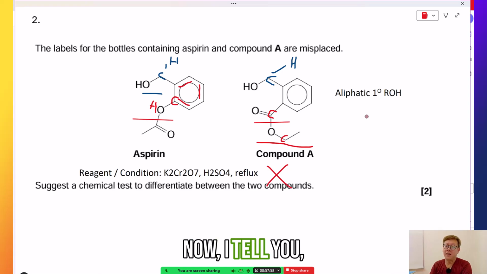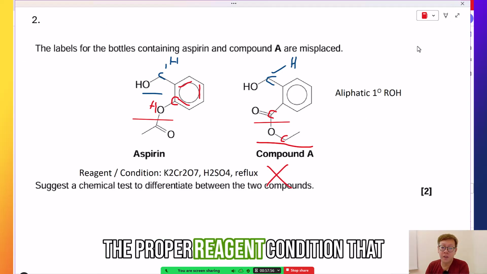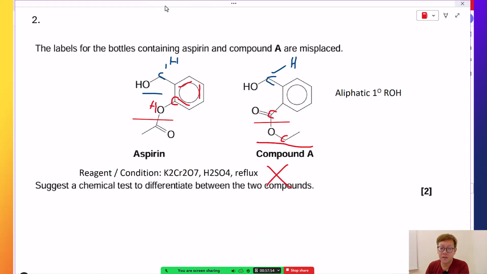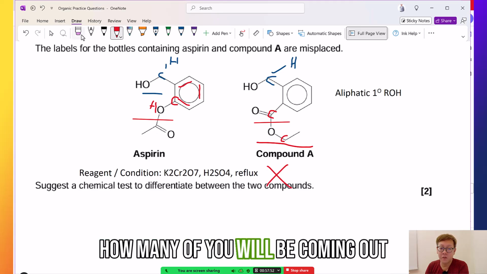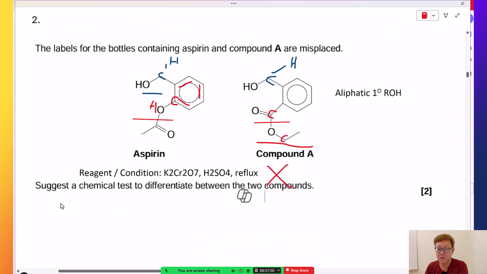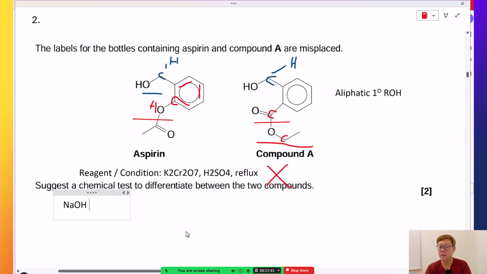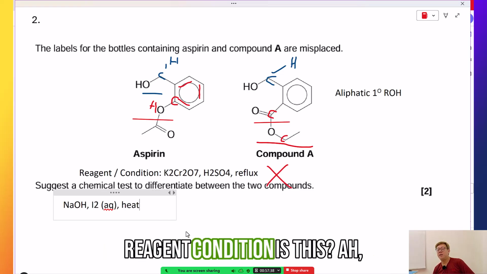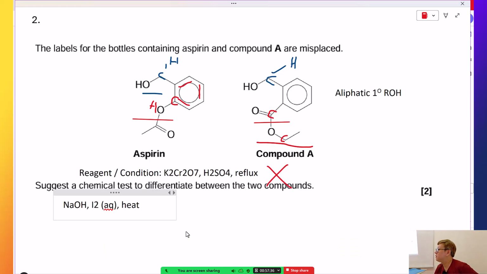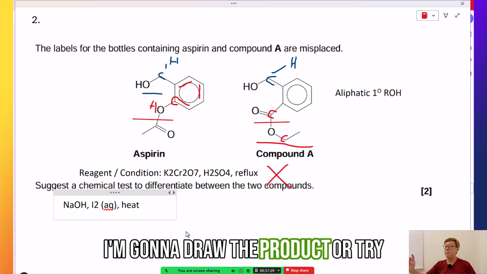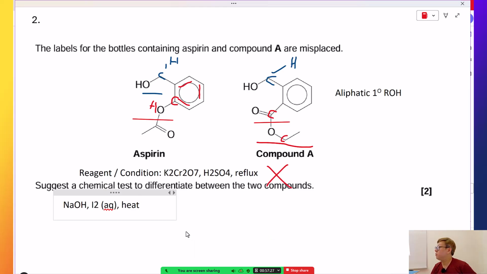Okay, now I tell you. The proper reagent condition that will work. Yeah, I wonder how many of y'all will be coming out with this if I don't go through with y'all. Now, you use sodium hydroxide, I2, heat. Now, anyone can tell me what type of reagent condition is this? Triiodomethane.